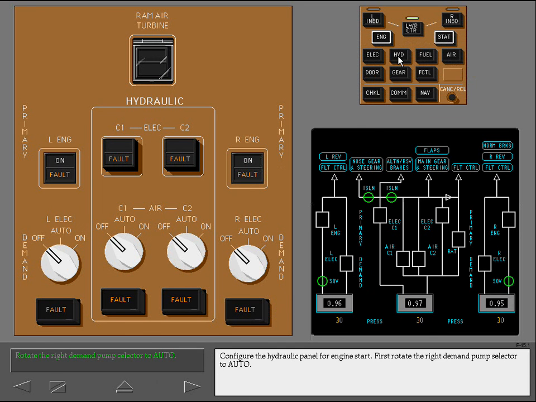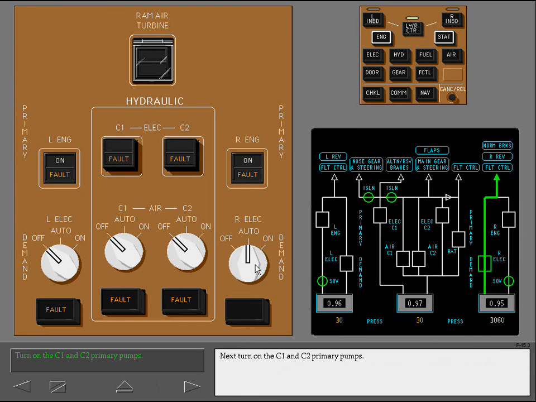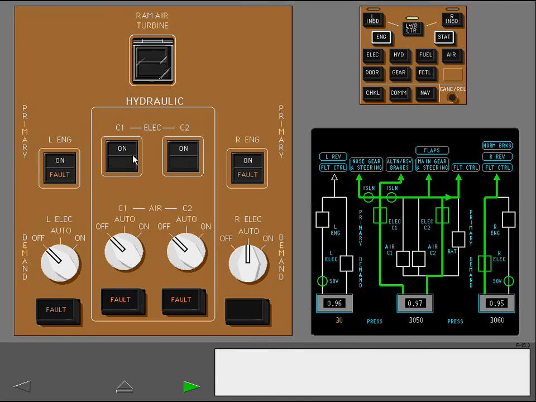First, rotate the right demand pump selector to auto. Hydraulic fluid transfer into the right system is possible when the right system is not pressurized. Setting the right demand pump selector before selecting the other pumps prevents fluid transfer. Next, turn on the C1 and C2 primary pumps. Now rotate the remaining demand pump selectors to auto.